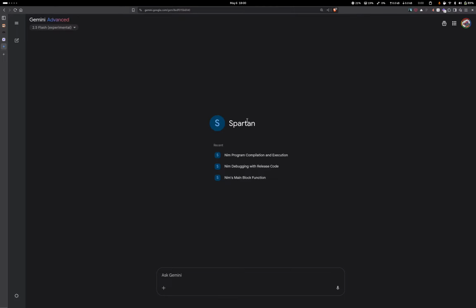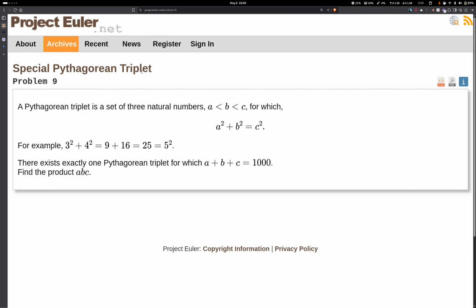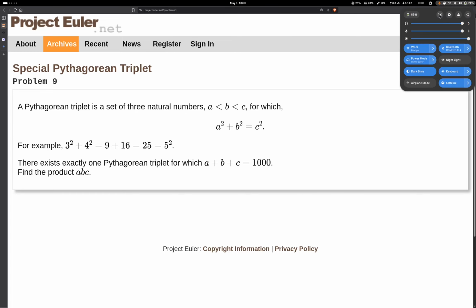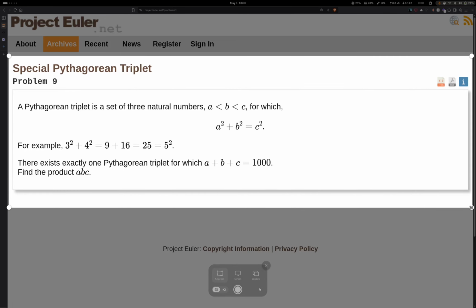Hello everyone, this is video 9 in my series of trying to use Google's Gemini 2.5 Flash with a custom gem to try and learn the Nim programming language while solving problems off of Project Euler to actually do the learning. So this is problem 9 in the series, and the previous videos are in the playlist. And do check out the description of the video if I do put useful information in there. So let's go through our routine. Let's take a screenshot here of problem 9.